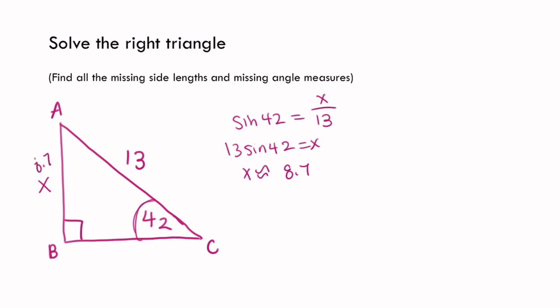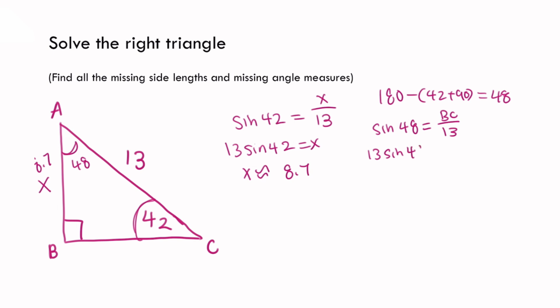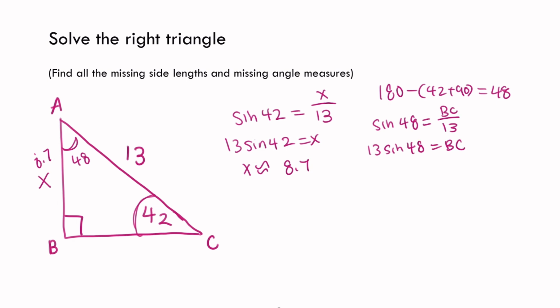And then to find the angle measure A, we can do 180 minus 42 plus 90, which is equal to 48 degrees, and that this is 48 degrees. And using that, we can find side BC. So the sine of 48 is equal to opposite over hypotenuse. So opposite, which is side BC, over the hypotenuse, which is 13. So 13 sine 48 is equal to BC. And plugging that into your calculator, you get around 9.66.